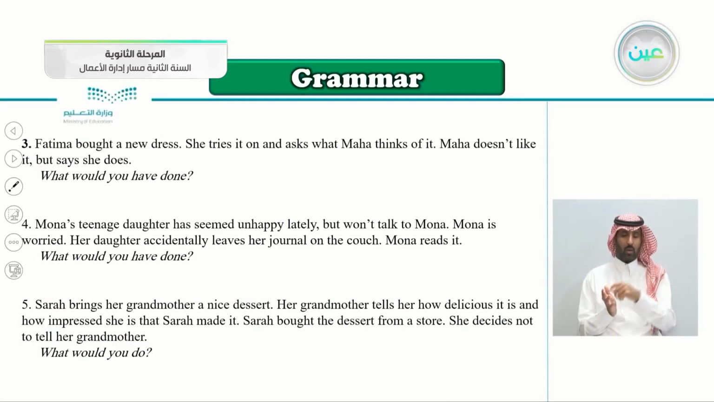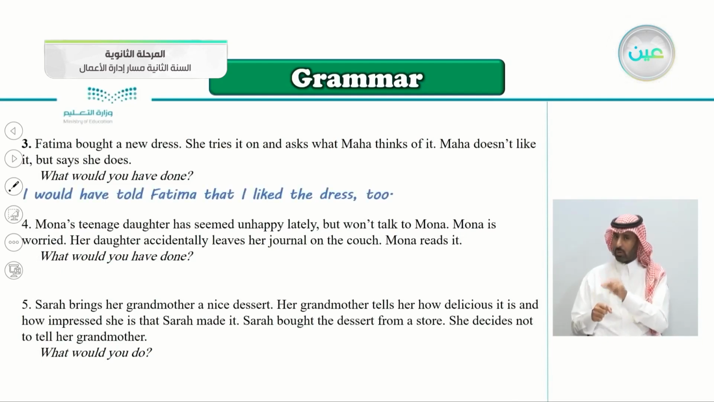Number 3, Fatima bought a new dress. She tries it on and asks what Maha thinks of it. Maha doesn't like it, but says she does. What would you have done? So Fatima, when she tries her new dress, Maha didn't like the dress, but she said that she liked it. What would you have done? Would you do the same as Maha or not? Of course, this is your own answer. I would have told Fatima that I liked the dress too, same as Maha.